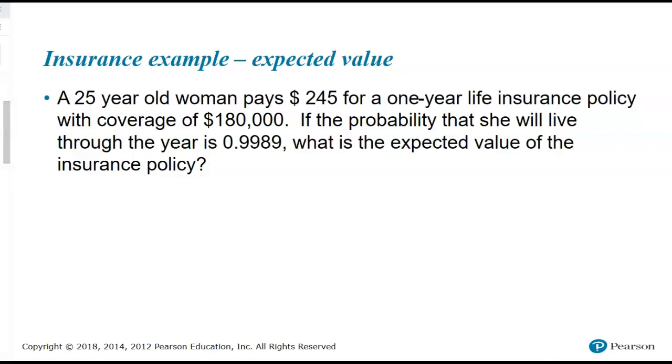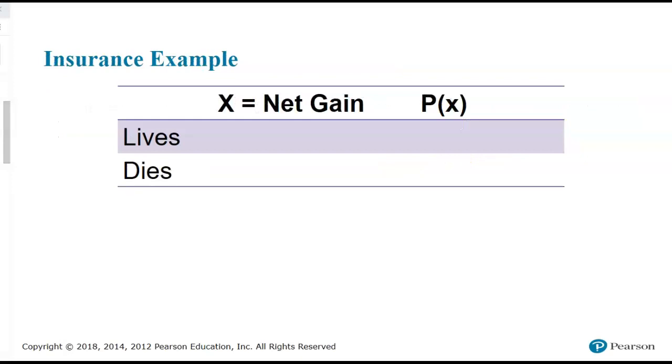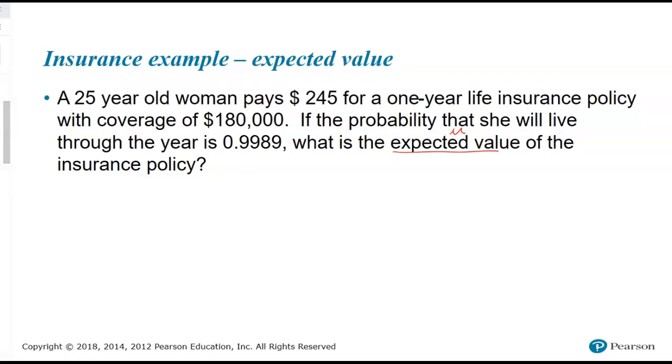Okay, we're going to set up another table because expected value tells us that I need to find the mean. So I'm going to set up a distribution table here. So X is going to be my net gain, and I'll have my P of X. And my two scenarios here are that the person that's purchasing the life insurance either lives or dies. So we need to figure out what their net gain is if they live or if they die.